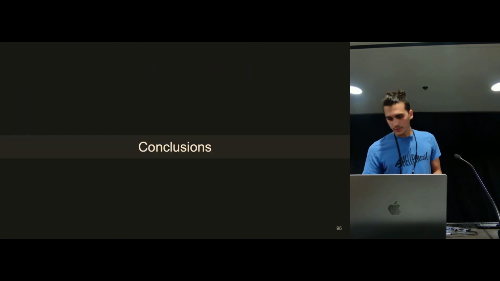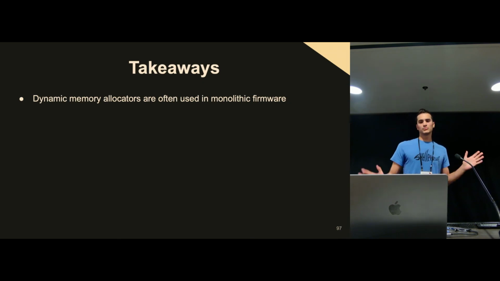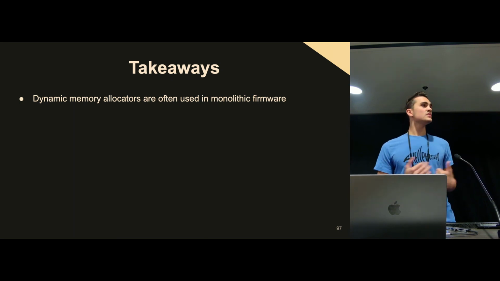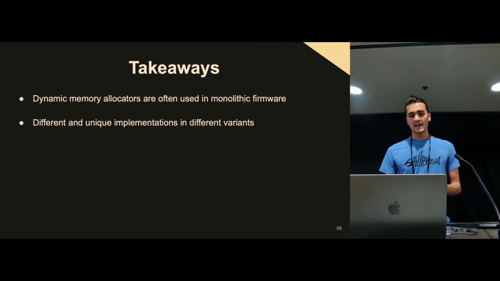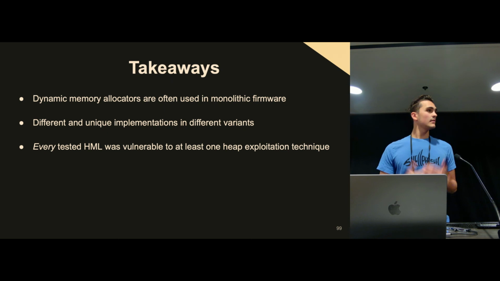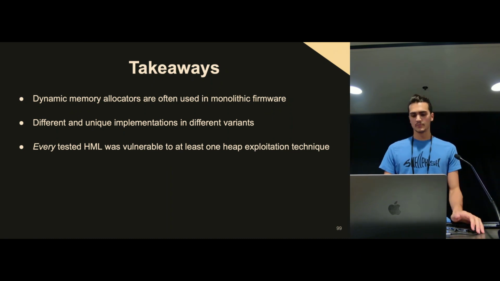All right, let me go through some conclusions. If I want to take away some points from this talk, the three main things I want you to take home are, first of all, dynamic allocators are often using monolithic firmware images, contrary to what the embedded developer community sometimes thinks. They are different and unique implementations in different variants, sometimes even very exotic implementations of the allocator. And every tested HML, as of now, was vulnerable to at least one heap exploitation technique, so we were able to trigger a vulnerable state.